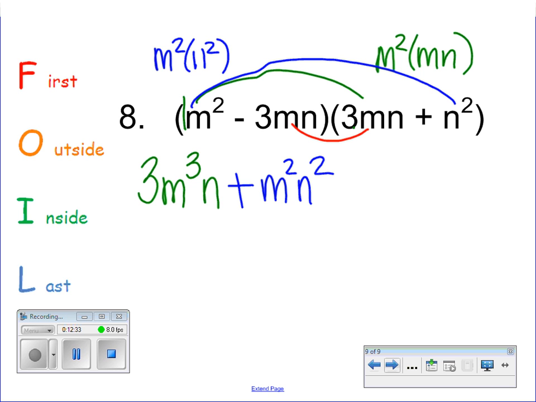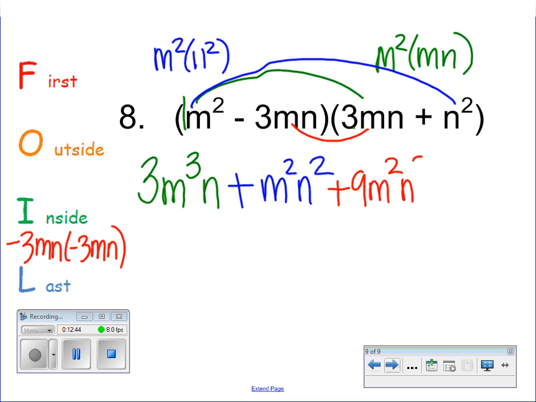Okay? Now our inside terms. Negative 3mn times negative 3mn. That gives me a positive 9m squared n squared. I have 2 m's, 2 n's. Wrapping it up with our last terms, that's a positive 1m squared times an n squared. Oh, I'm sorry, I totally just said that wrong. It's negative 3mn times n squared. That gives me negative 3, 1m, and 3 n's.